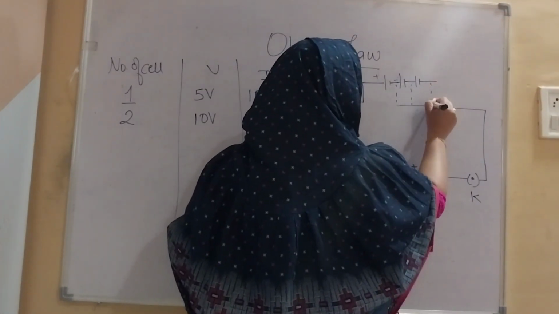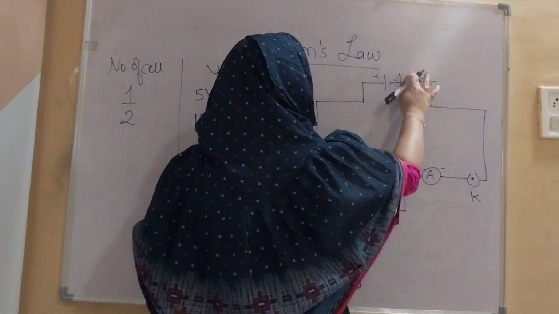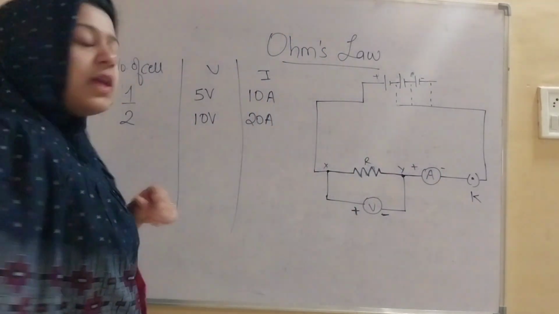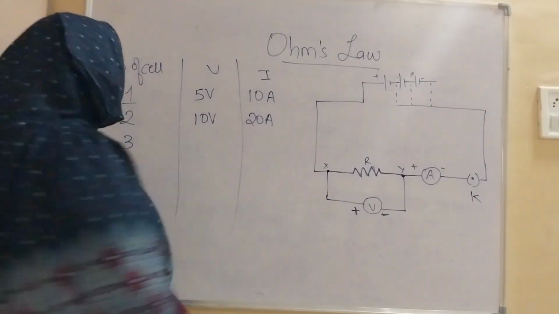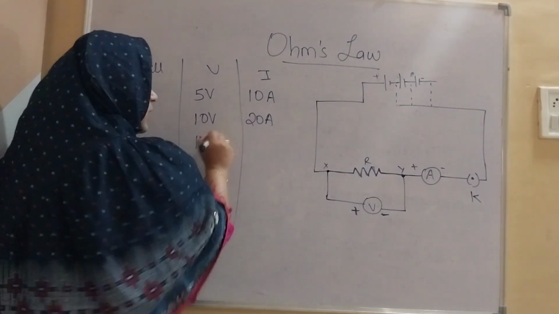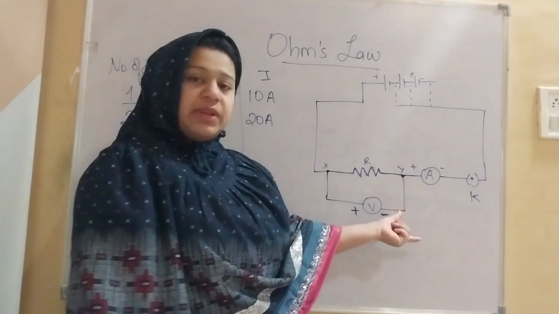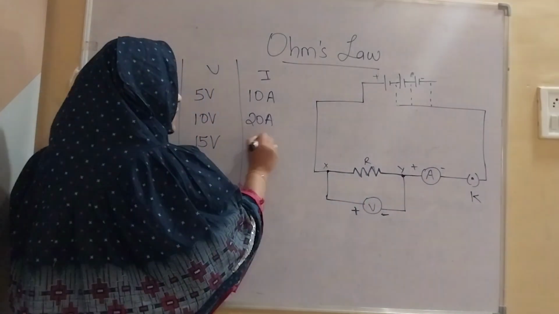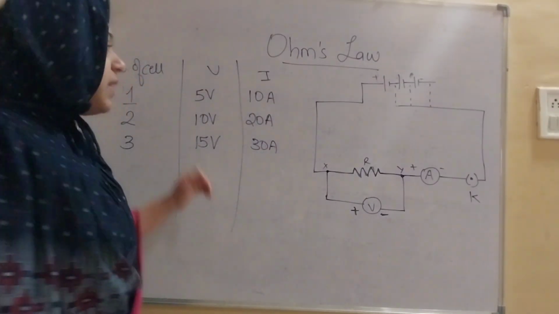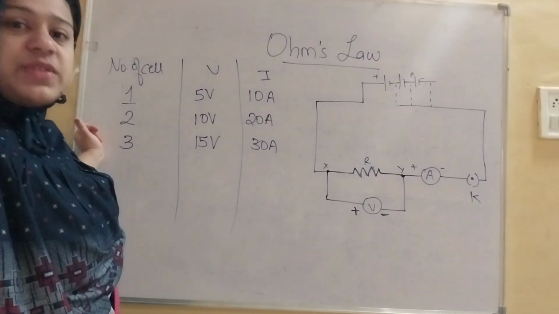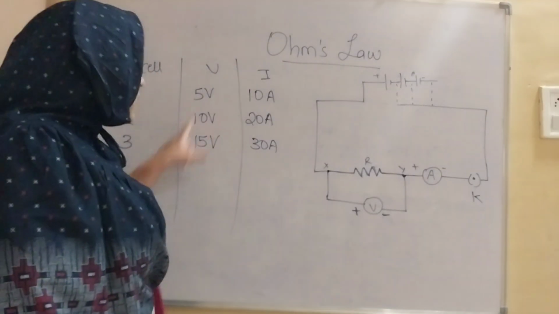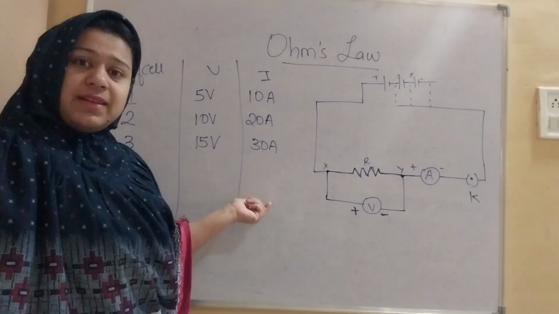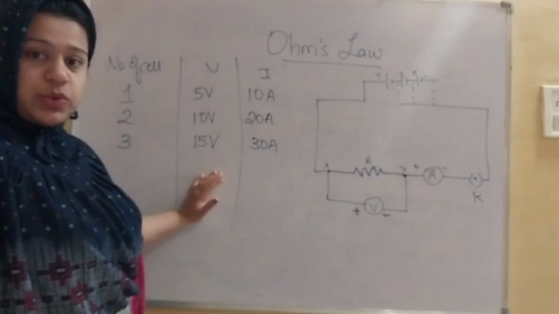Okay. Say we add one more cell to this. Now say the number of cells are 3. Say the reading for the voltmeter has now increased to 15 volt and the reading for the ammeter has now increased to 30 ampere. So see, as we go on increasing the number of cells, जैसे जैसे हम number of cells increase करते जा रहे हैं, voltmeter और ammeter दोनों की readings जो है वो क्या होती जा रही है, increase होती जा रही है.